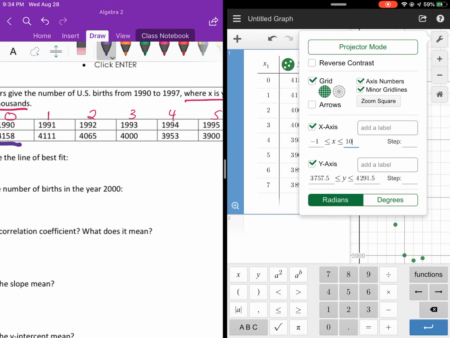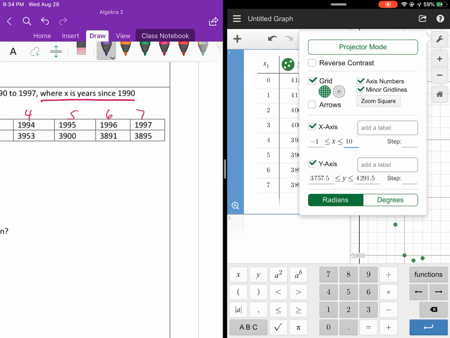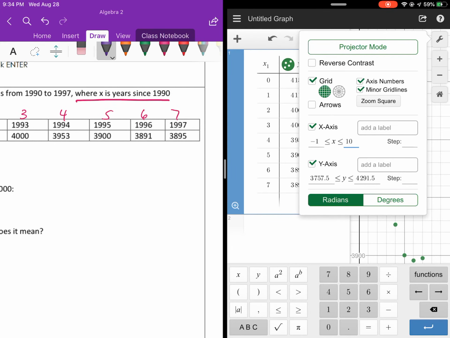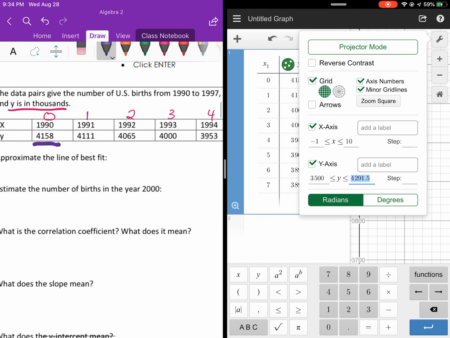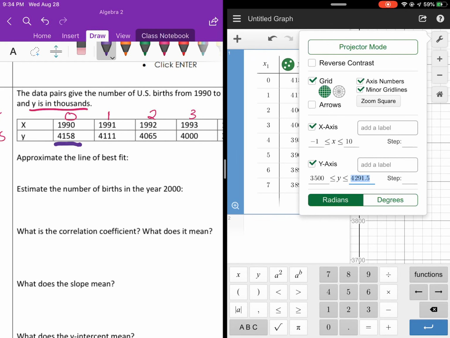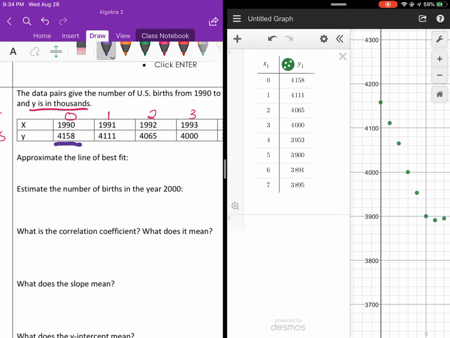And then my Y axis, my lowest Y value is 3,891, so maybe I want to start my Y value at 3,500. And then it goes all the way up to, let's see, the highest one is 4,158, so maybe I want to go to 4,200. And that would be a way to set your window.